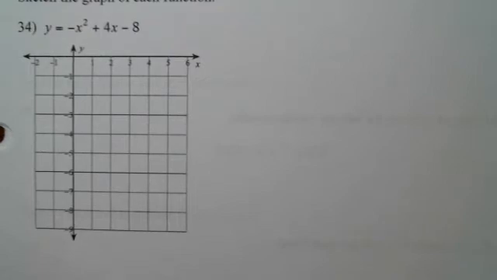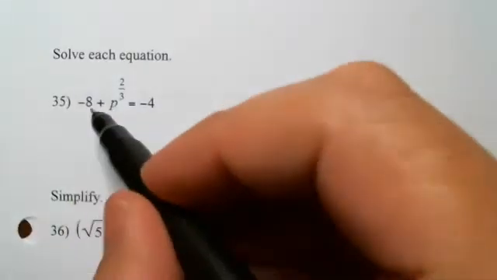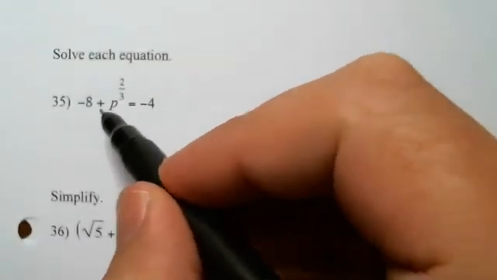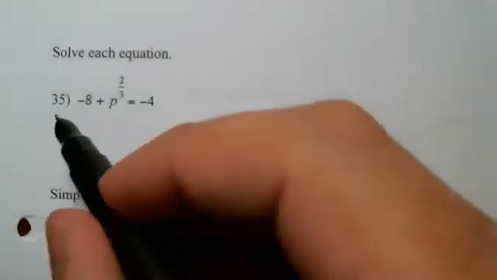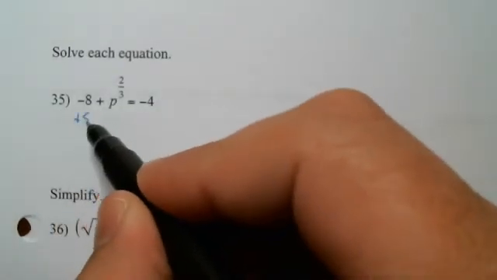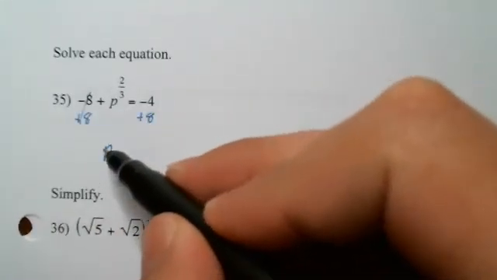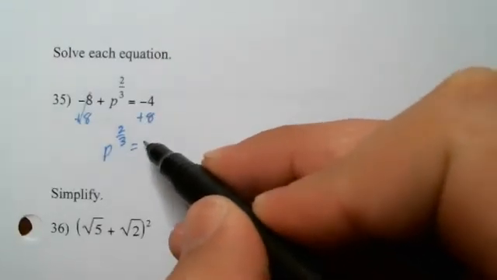35 and 36. Do 35 and 36? Mm-hmm. I'd be glad to. Thank you. 35, negative 8 plus p raised to the 2/3 power is equal to negative 4. First step, we just need to find what p is. So I'm going to add 8. I want to get everything away from p. So I get p to the 2/3 power is equal to negative 4 plus 8, which is positive 4.